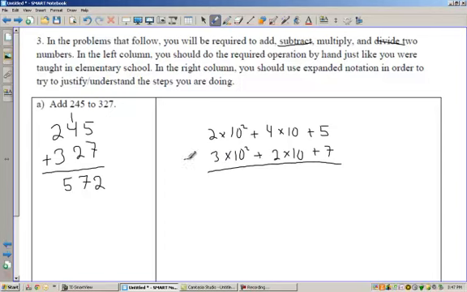And I'm going to add these. With expanded notation, I can try to understand why this process on the left actually works. So the idea is I actually have 5 ones and 7 ones. And so when I added them together, I get 12 ones.